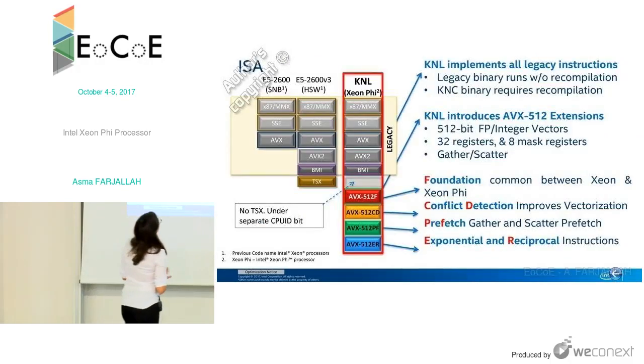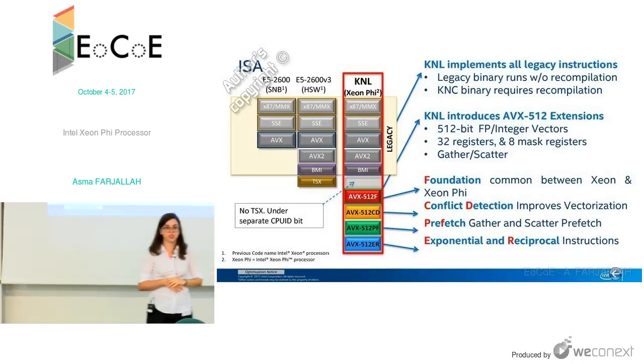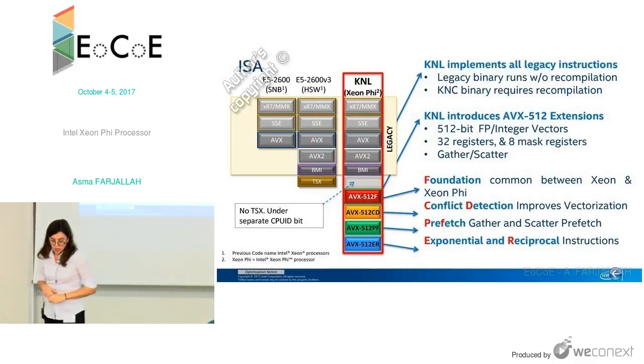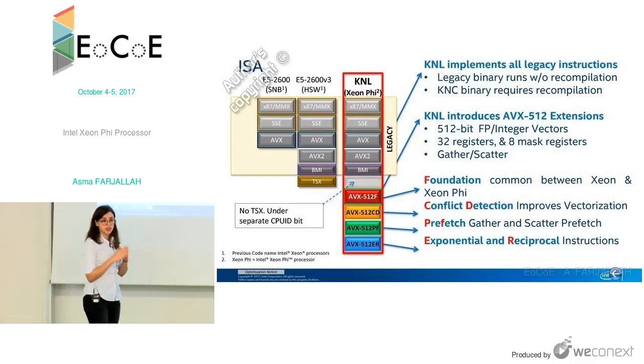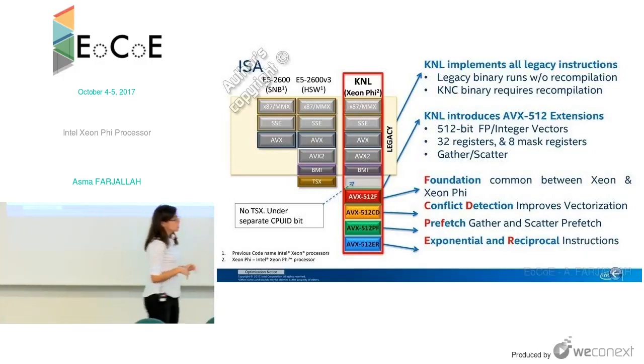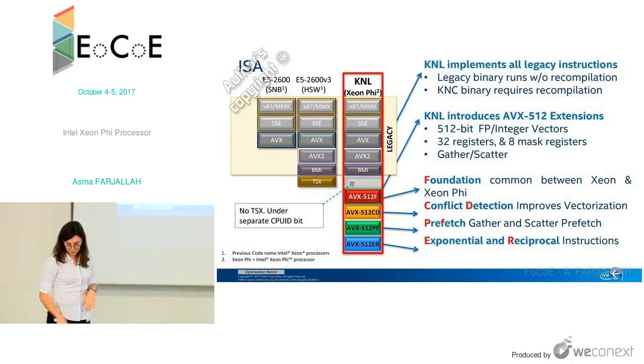For the ISA, we have this AVX512 addition. We have the foundation in common with Skylake. I don't know if you already tested, but if we just compile using the foundation, we can use the binaries for both architectures. But we have the conflict detection, which is very useful for codes that have histograms. Also, as I said, we have these prefetching additions that support gather and scatter. And then for mathematical codes, we have exponential and reciprocal function instructions.